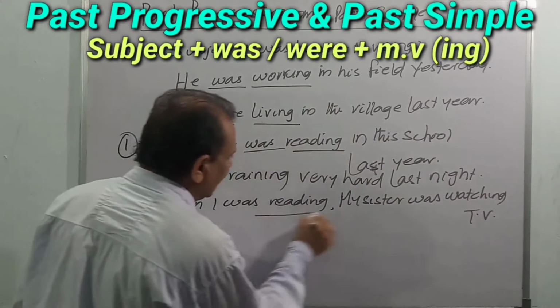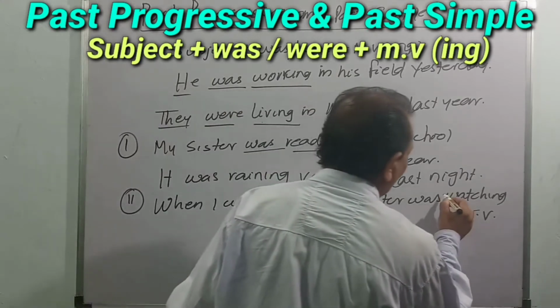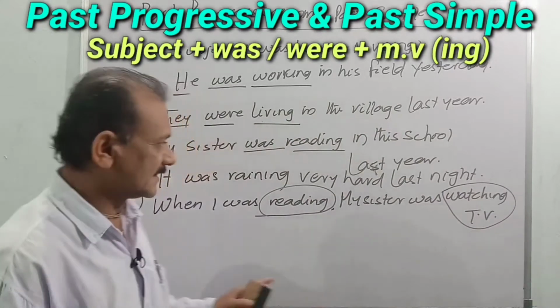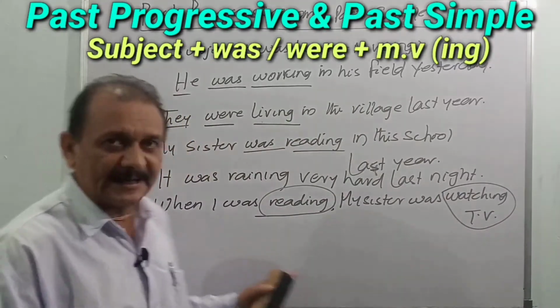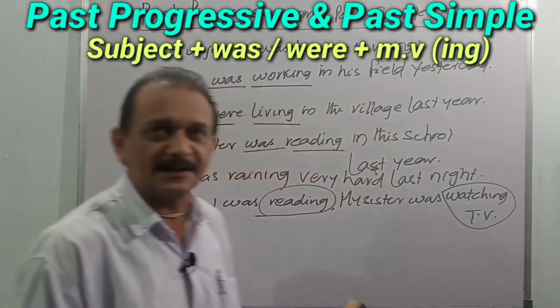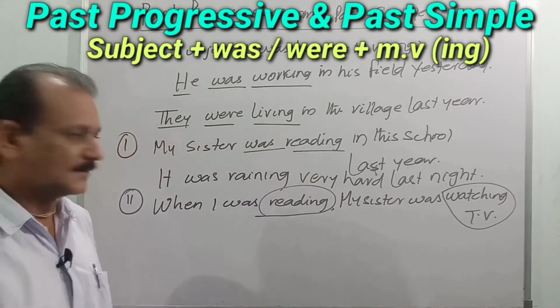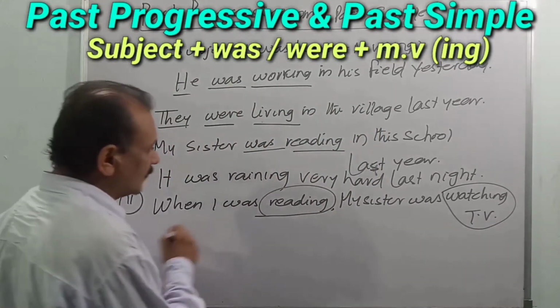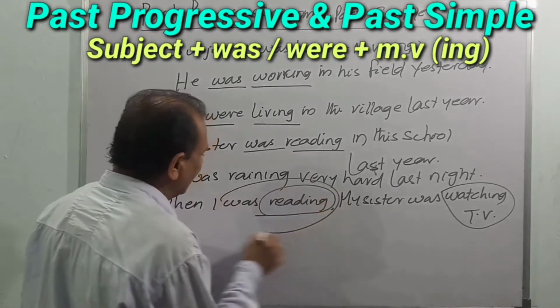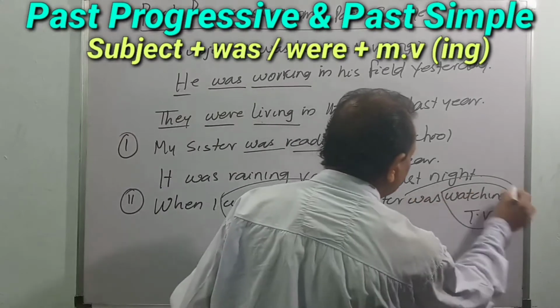The actions reading and watching TV began at the same time in the past. When I started reading, at the same time my sister switched on the TV. So in this place, in both sentences, we use past progressive. Was reading and was watching.